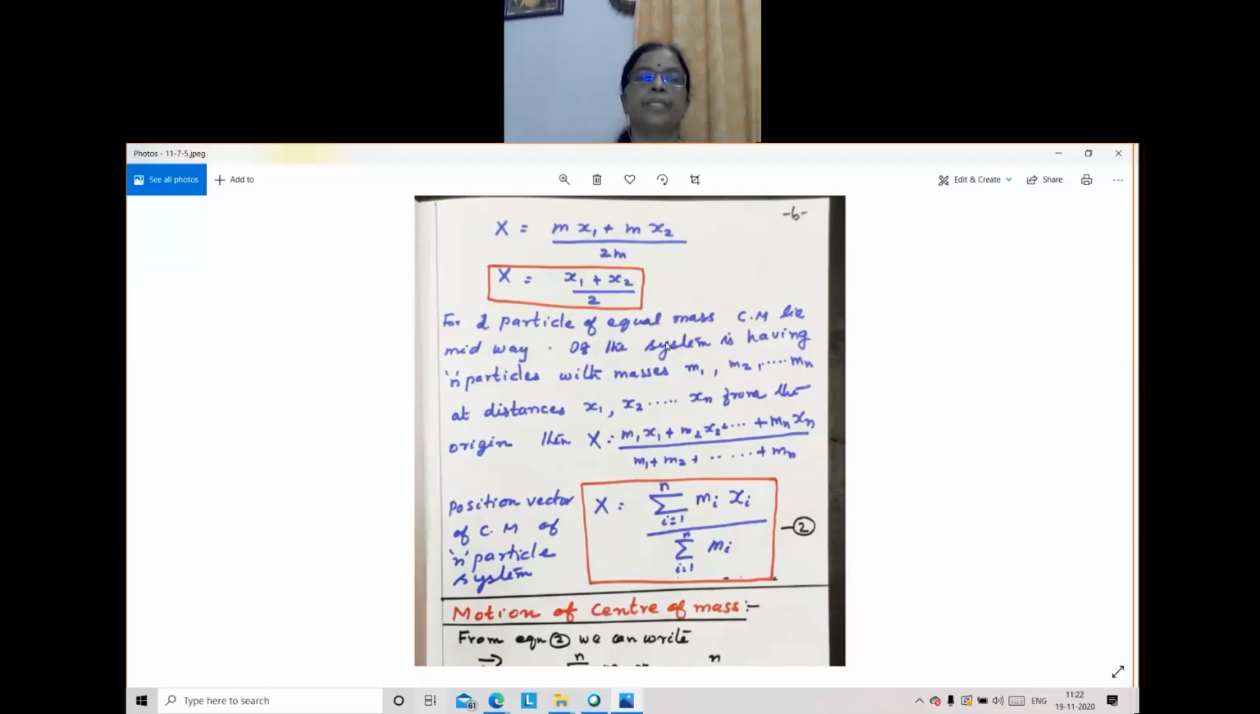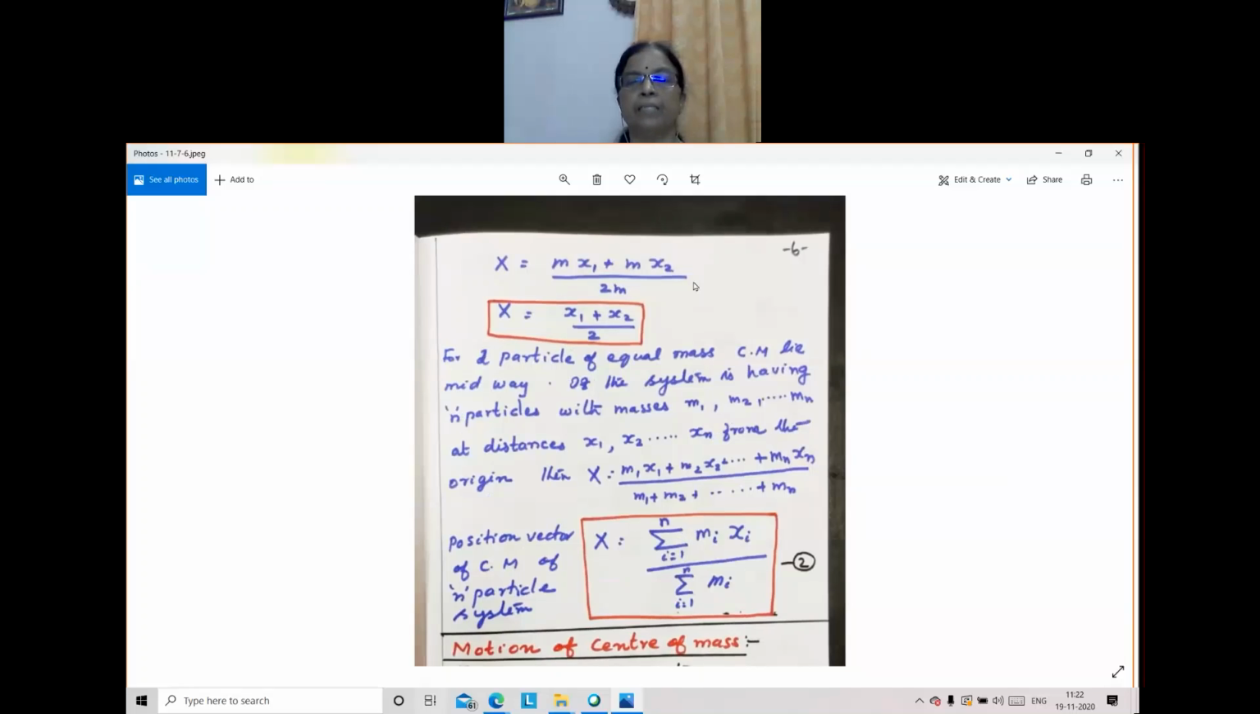Special case. See, if two particles are having equal mass, what change will come in the formula? We can take m1 equal to m2 equal to m. Same mass. So m x1 plus m x2 by 2m. m1 plus m2 becomes 2m. So m and m get cancelled and we get x1 plus x2 by 2. So the center of mass lies at the center. So when will the center of mass lie at the center in the case of a two-particle system? When the masses of the particles are equal. Yes, very good. For two particles of equal mass, the center of mass lies midway.